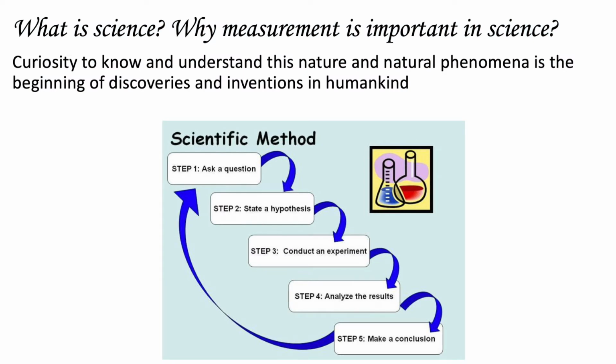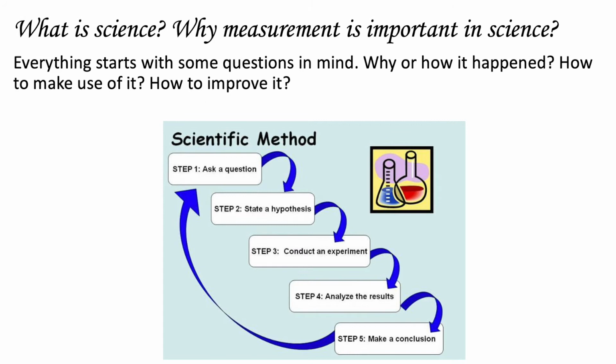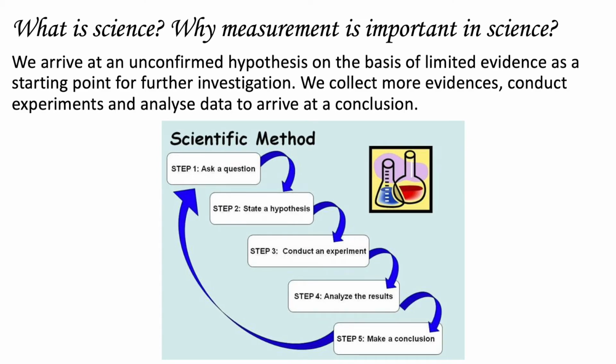Curiosity to know and understand nature and natural phenomena is the beginning of discoveries and inventions in humankind. Everything starts with some questions in mind. Why or how did it happen? How to make use of it? How to improve it? We arrive at an unconfirmed hypothesis on the basis of limited evidence as a starting point for further investigation. We collect more evidence, conduct experiments, and analyze data to arrive at a conclusion.